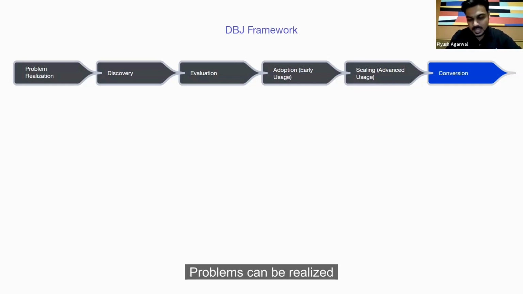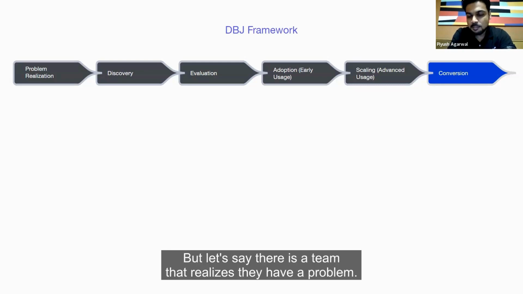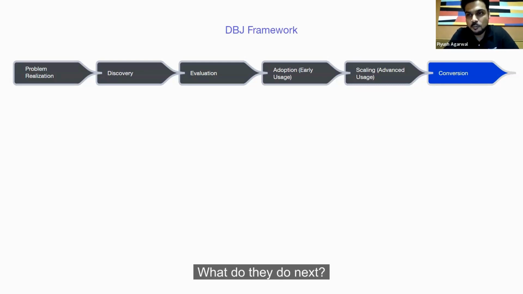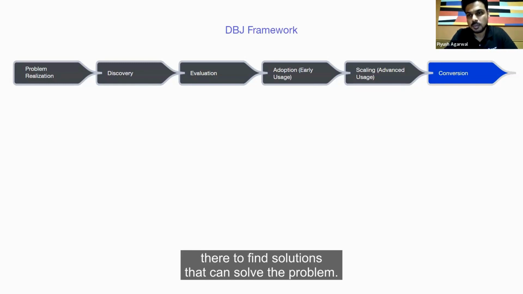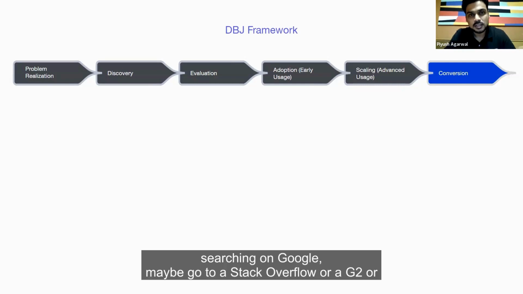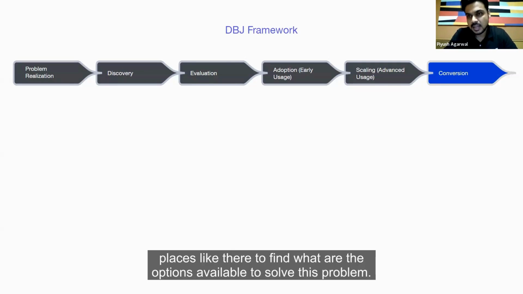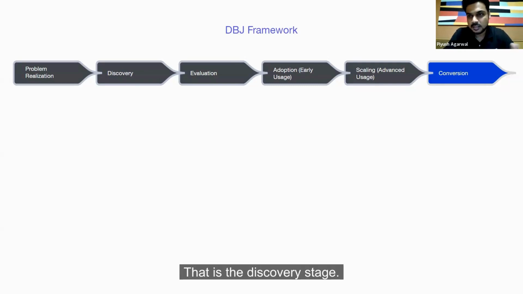So problems can be realized by the teams themselves, or they can be realized by a lot of thought leadership, content, creating the category. But let's say there is a team that realizes they have a problem. What do they do next? The next step in the journey is discovery. The developer or the engineer goes out there to find solutions that can solve the problem. At this stage, they would be doing multiple things like reading technical blogs, searching on Google, maybe going to Stack Overflow or G2 or places like that to find what are the options available to solve this problem. What are the products? What are the most reputed products? So that is the discovery stage.